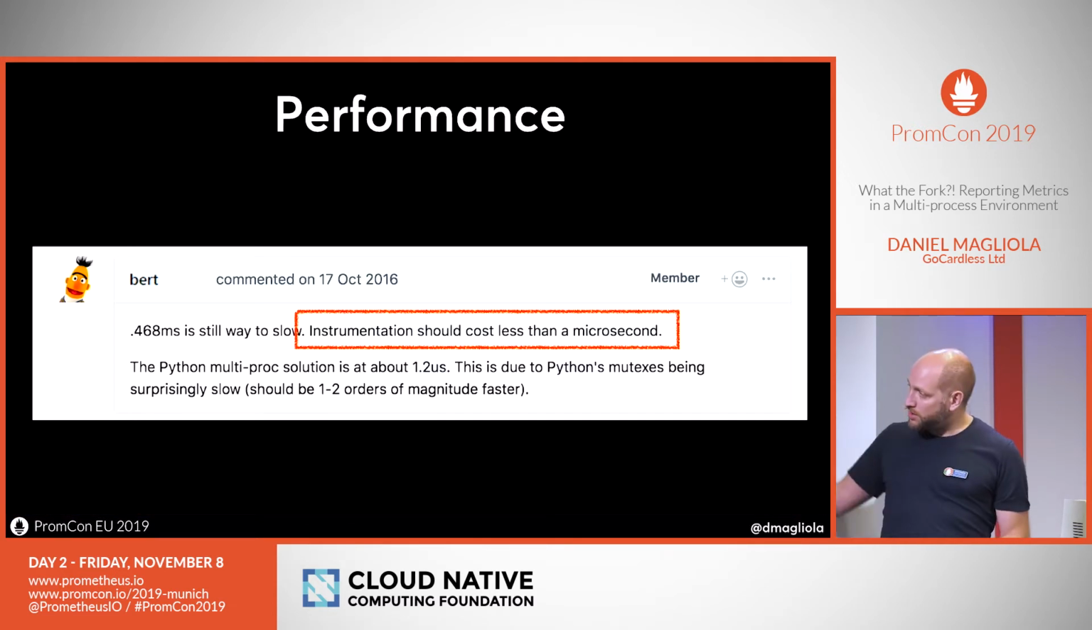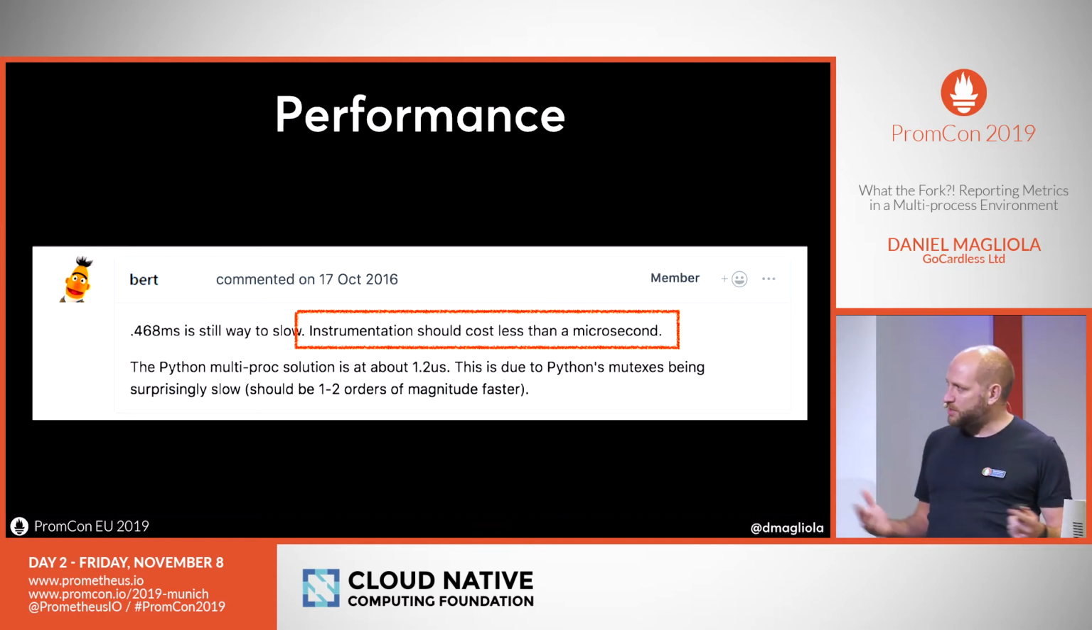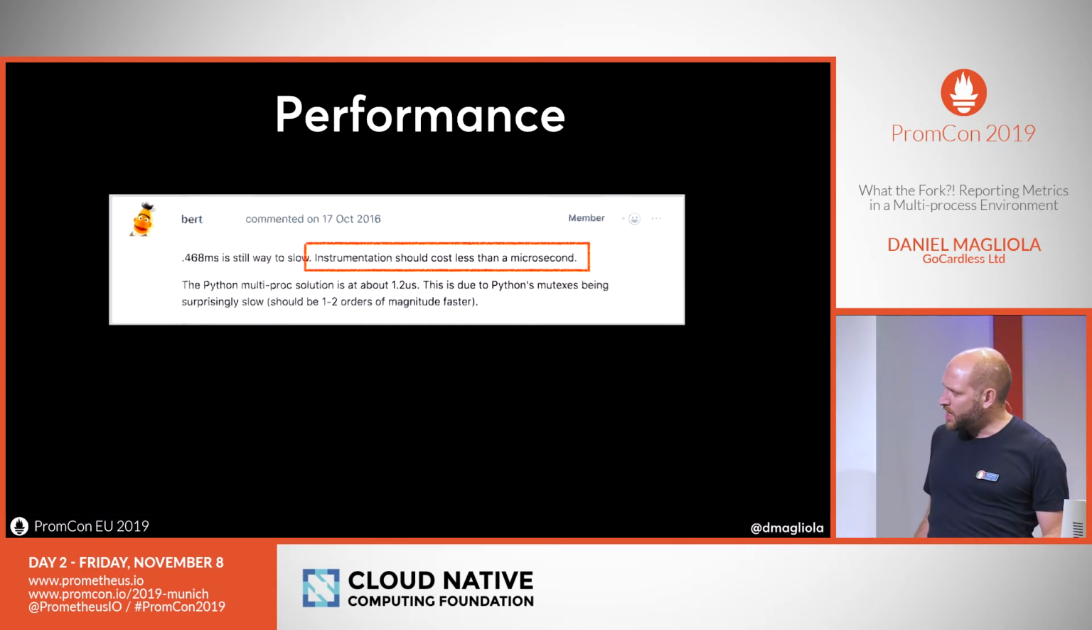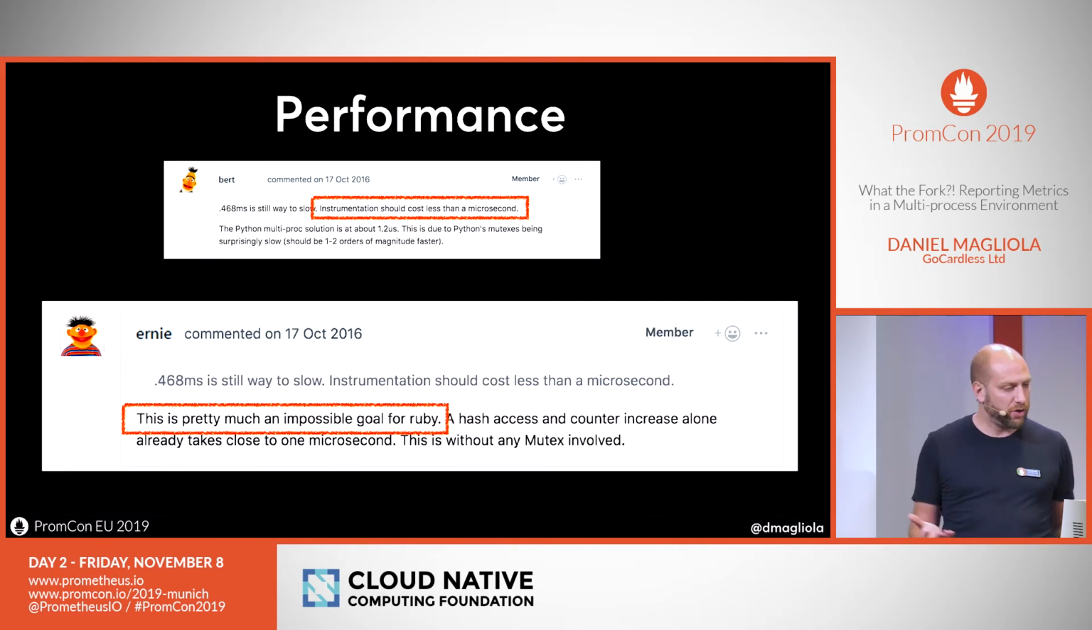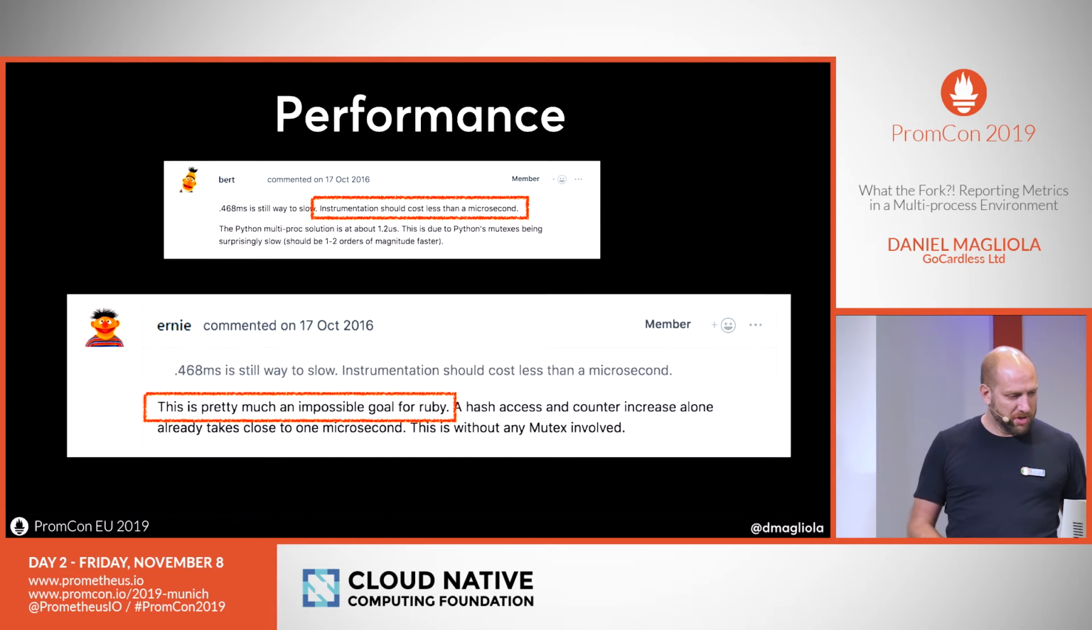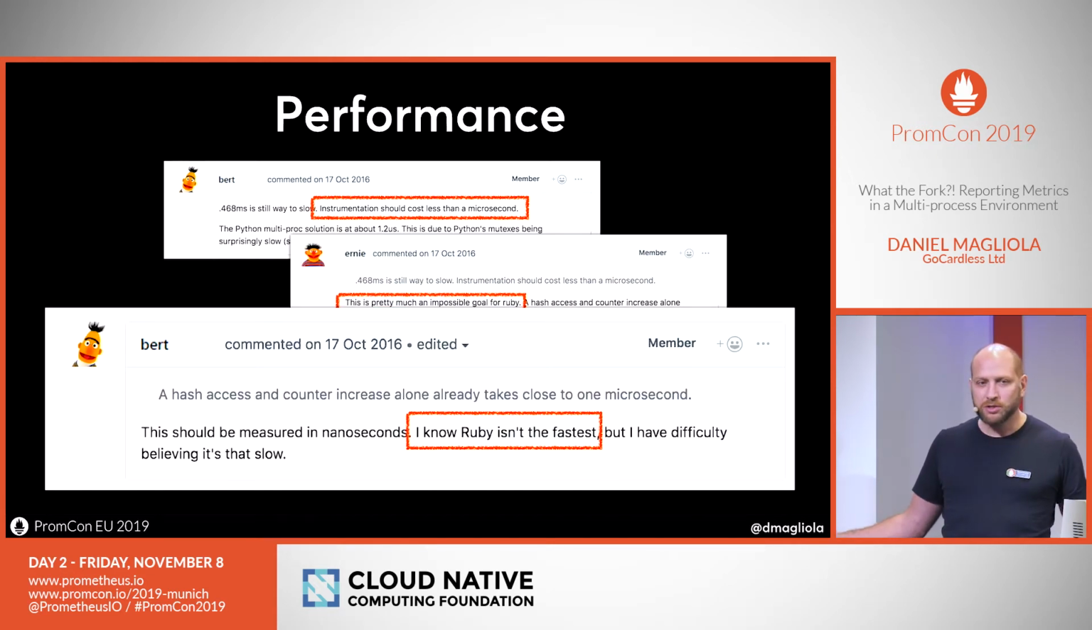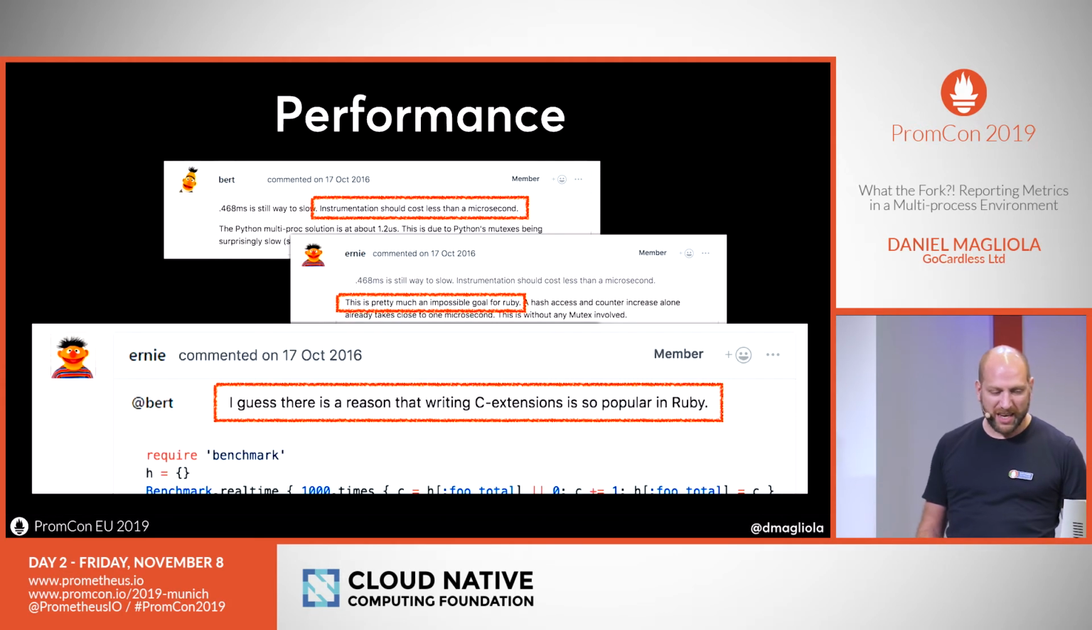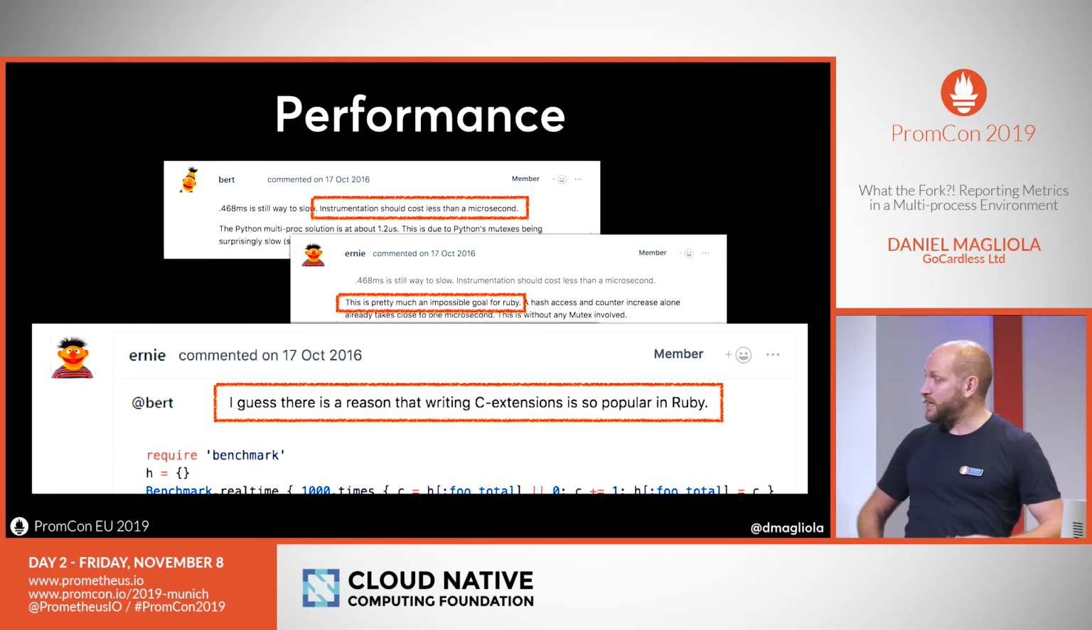And buried in that long discussion in the 2015 ticket, there was a target. Now, I've changed names because I want to focus on the conversation and know who said what. But basically, one of the maintainers said incrementing a counter should take less than a microsecond. And this started an interesting conversation of whether you could even do this in Ruby, with comments like, surely Ruby can't be that slow. And one of my favorites: I guess it's a reason people are writing C extensions, right?